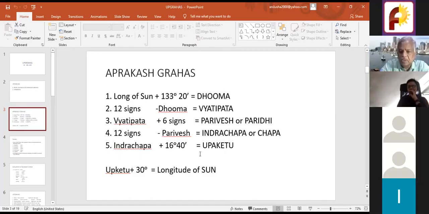And how do we test whether we have done the correct calculation? If in the longitude of Upketu we add 30 degrees, we should go back to the longitude of Sun. That is a method of testing it, but all the longitudes of these Aprakash Grahas are calculated based on the longitude of Sun.